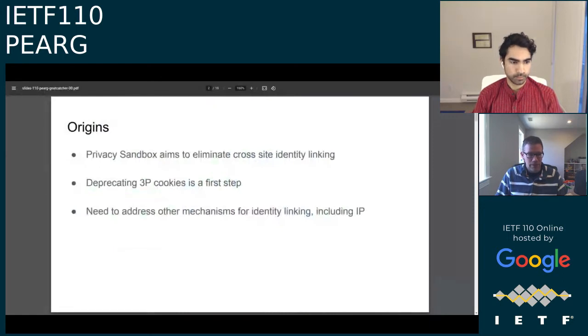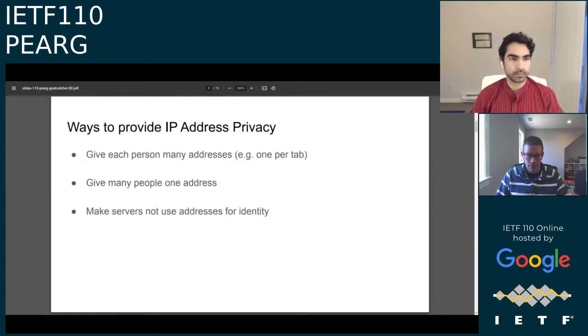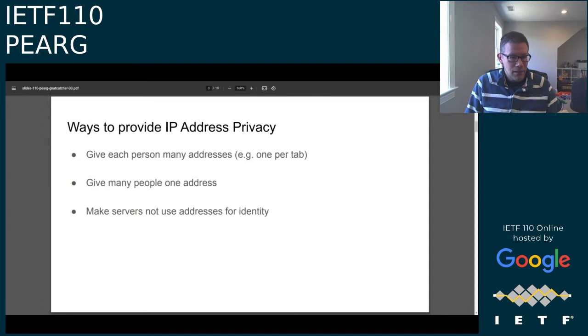So in terms of where this proposal comes from, the Privacy Sandbox team aims to eliminate cross-site identity linking. We're working towards a big first step of deprecating third-party cookies. And as we work towards that, we need to make sure that we're not allowing other mechanisms for identity linking, and IP address is a pretty big one. So how can we improve IP address privacy to prevent this linking?